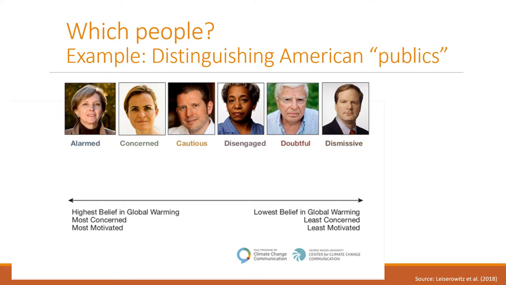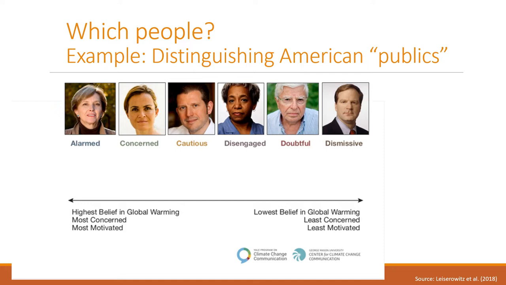And he has come up with this concept, this notion that there isn't just one American public, but in fact six American publics when it comes to global warming. He has named them: the people who are alarmed, people who are concerned, people who are cautious about it, people who are disengaged, they just are not paying attention, people who are doubtful, and then some that are outright dismissive.